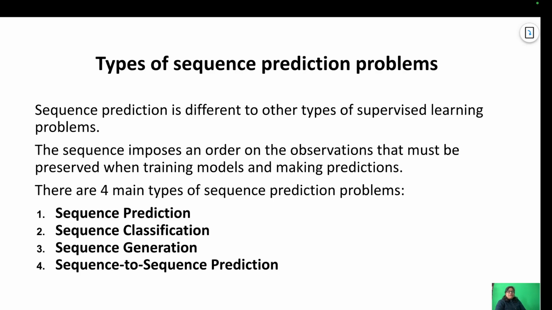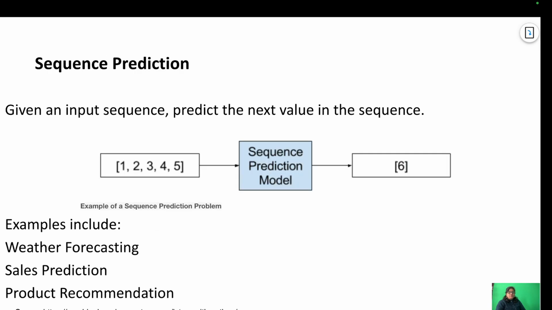Now there are different types of sequence prediction problem. Let us discuss the four main types. First one is sequence prediction, second one sequence classification, third one sequence generation, and fourth one is sequence to sequence prediction. Now let us discuss sequence prediction.